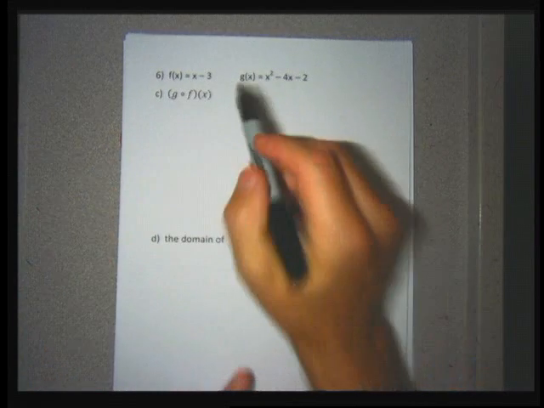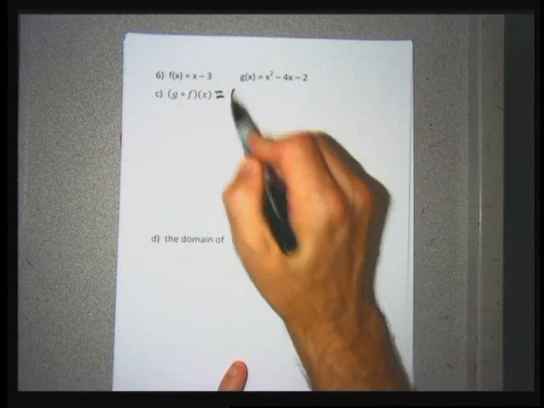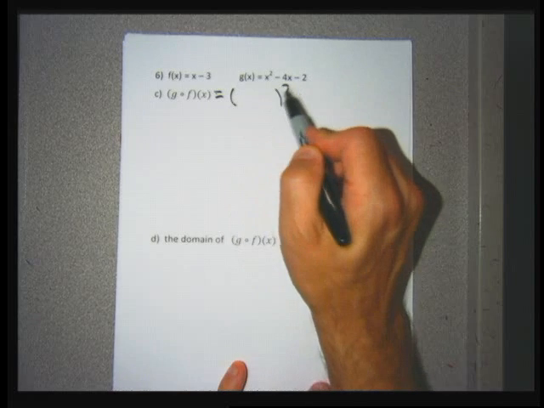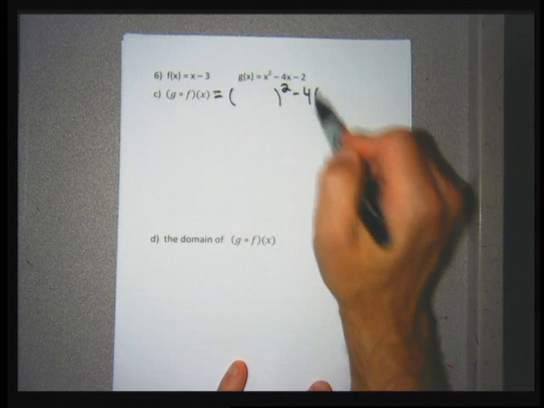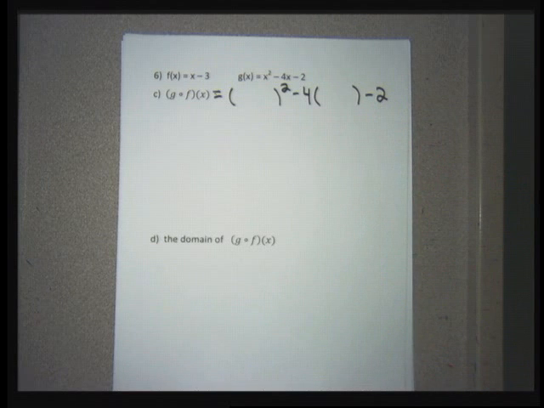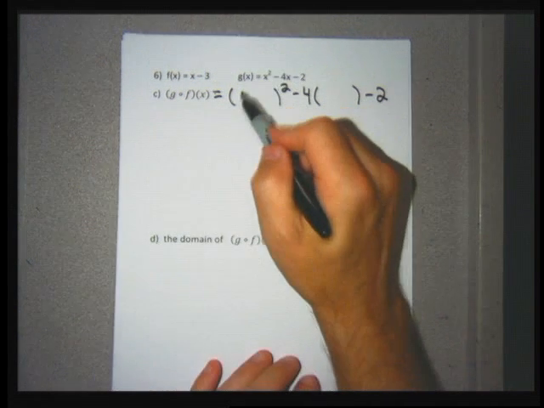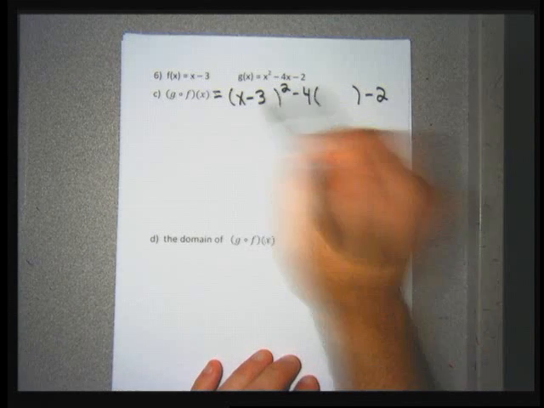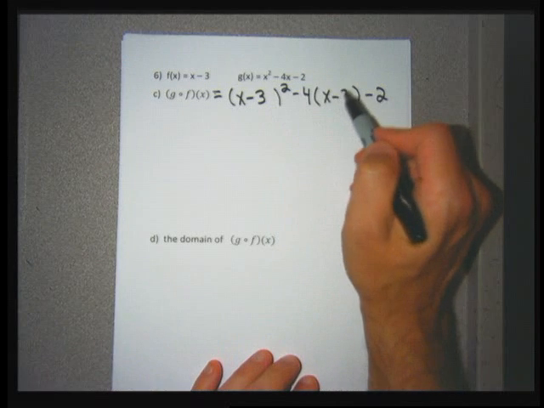6c, g composed with f. I write the g function, x squared minus 4x minus 2, without both of the x's, so I leave a blank parentheses squared and a minus 4 times the parentheses, because the g function had 2 x's. Inside each of the parentheses, I put an x minus 3.